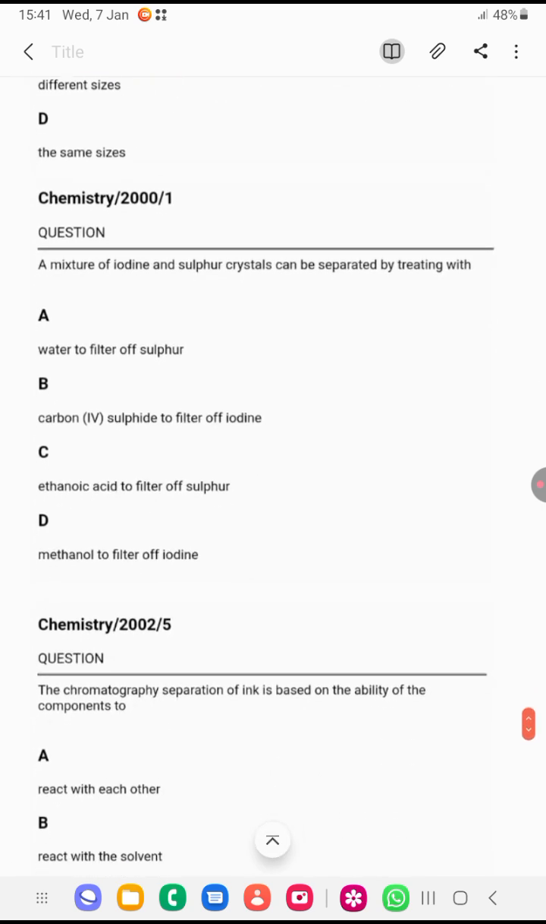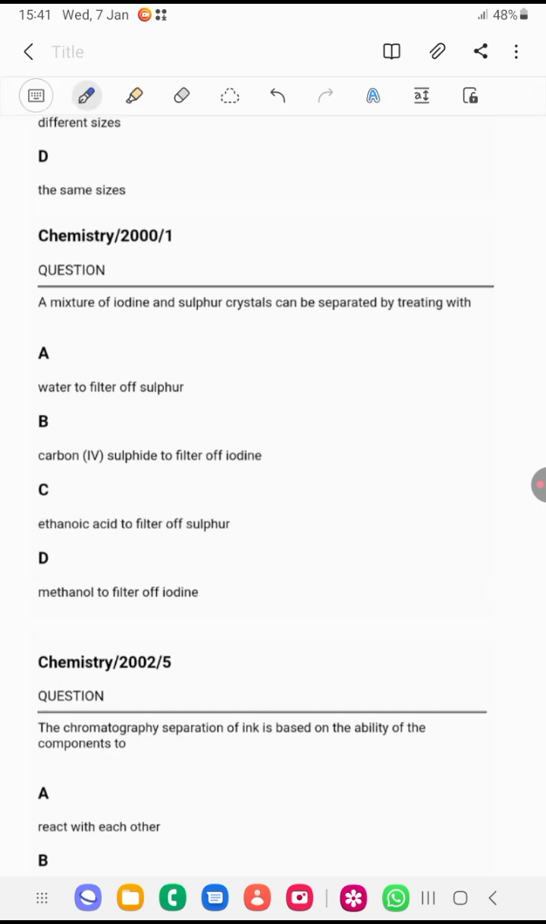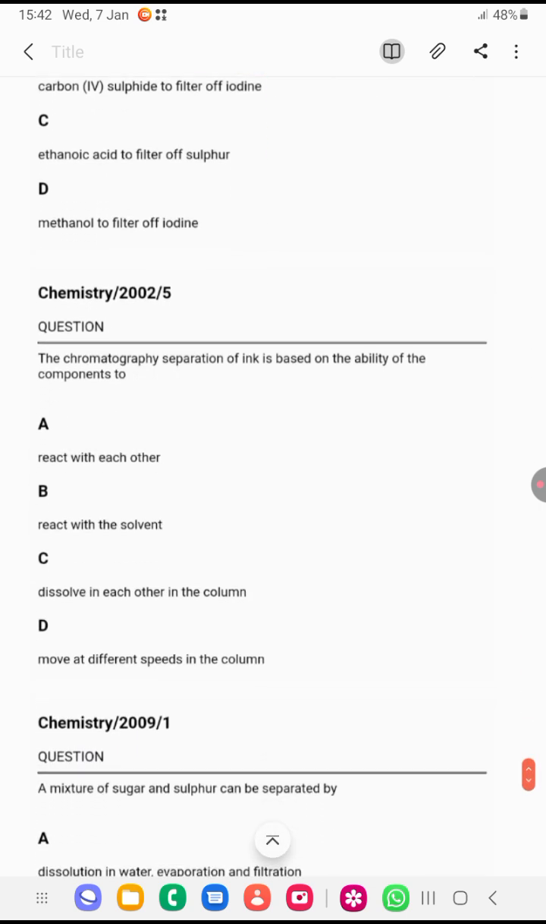Now let's look at this question here. 2000 question. A mixture of iodine crystals and sulfur crystals can best be separated by. The answer here is B, and let me explain why it is B. We should know something about sulfur. One of the properties of sulfur is that it is soluble in carbon disulfide. So we add carbon disulfide to it to dissolve the sulfur, and then we filter off the iodine.